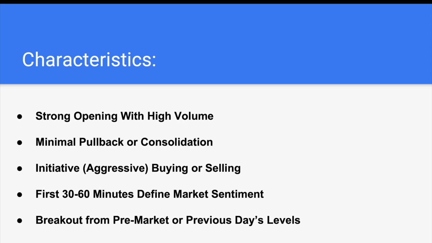The first 1 hour is also called the IB range, the initial balance. That defines the market sentiment, whether that stock is going to be in the upward direction or in the downward direction for the rest of the day. Breakout from pre-market or previous day's level. Normally you will see Open Drive also breaking out of some pre-market or previous day level. It could be yesterday's high, or yesterday's value area low, or some other important point.